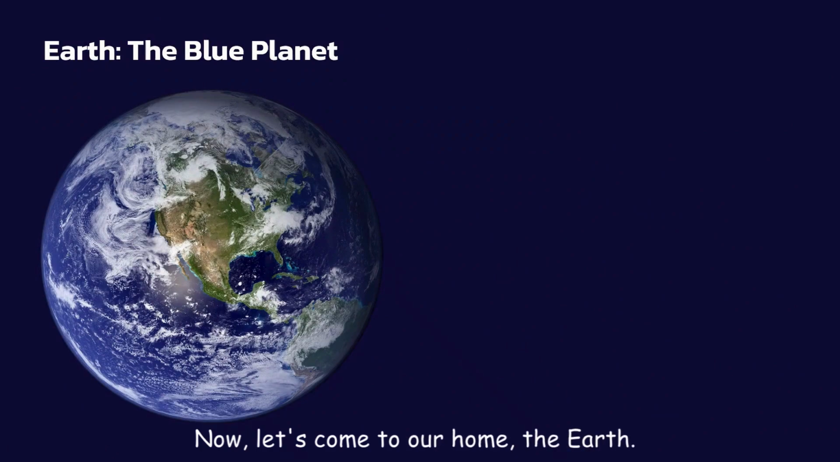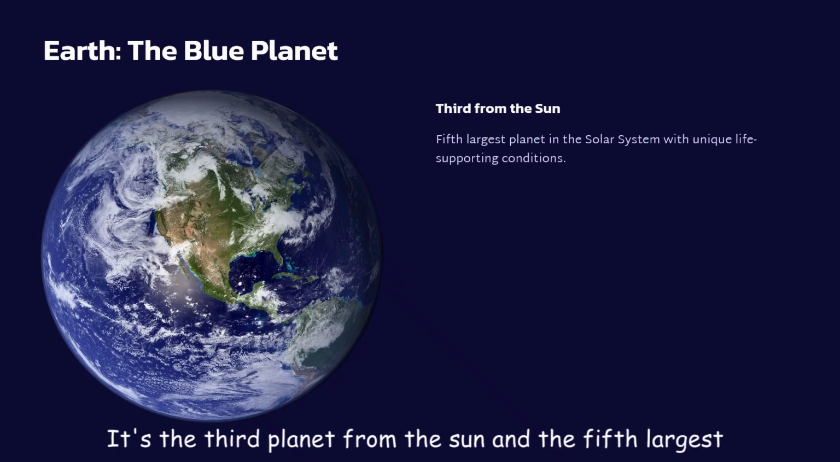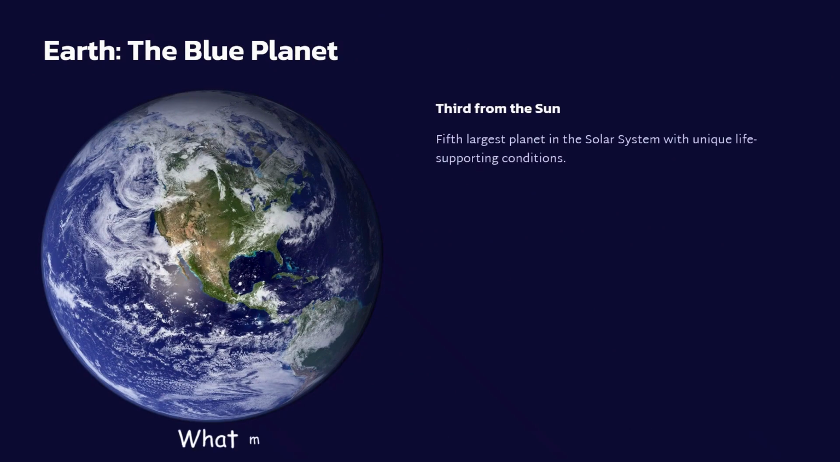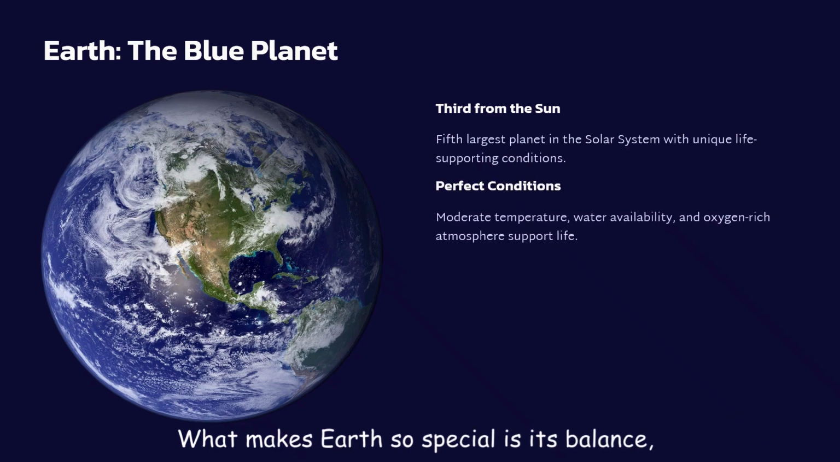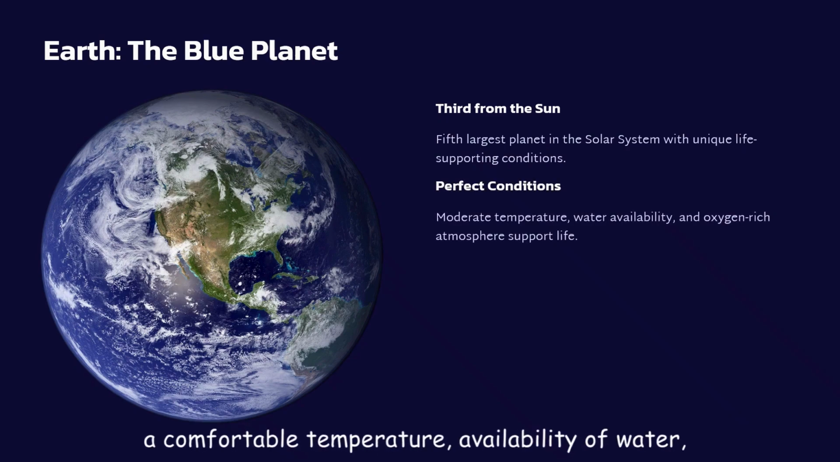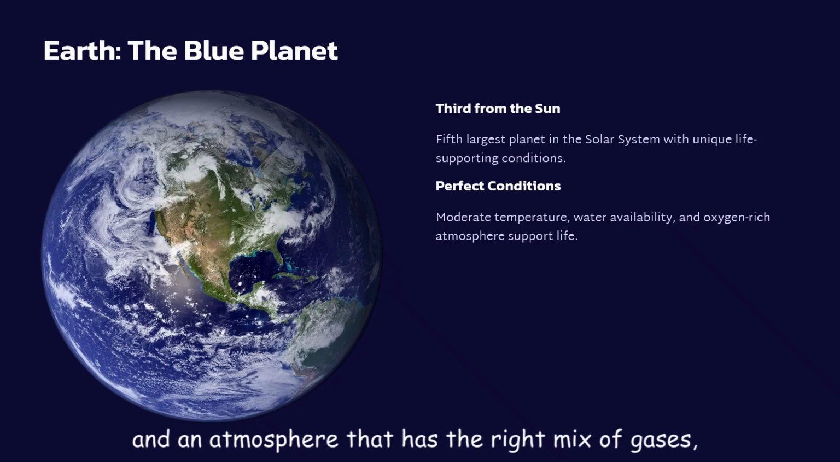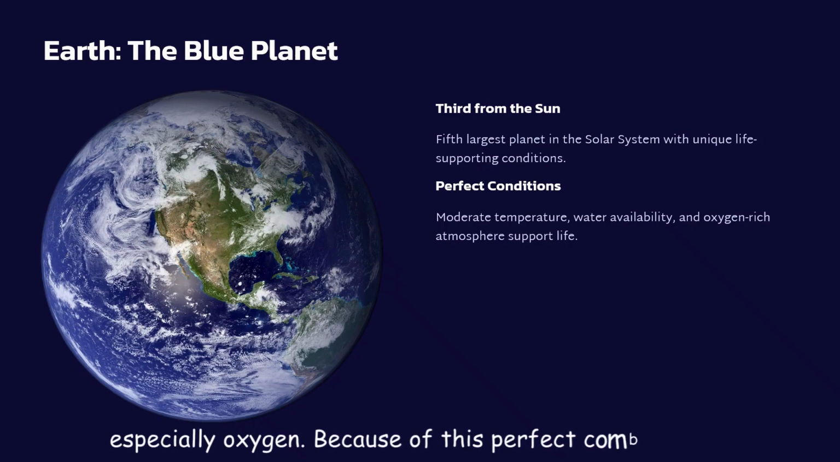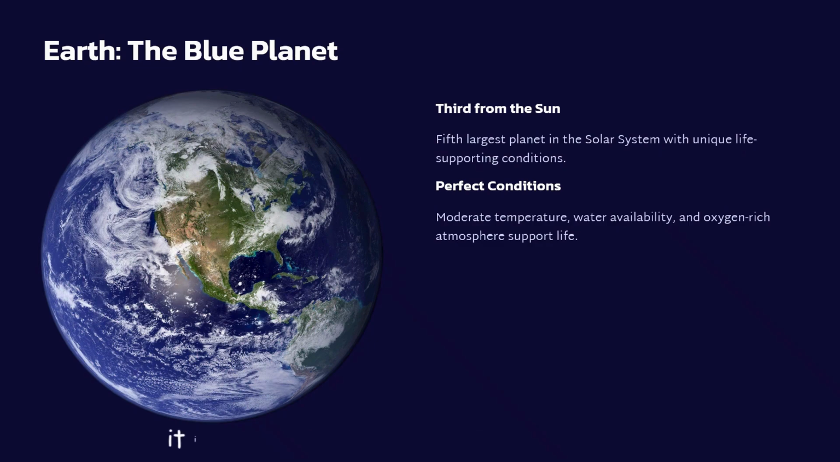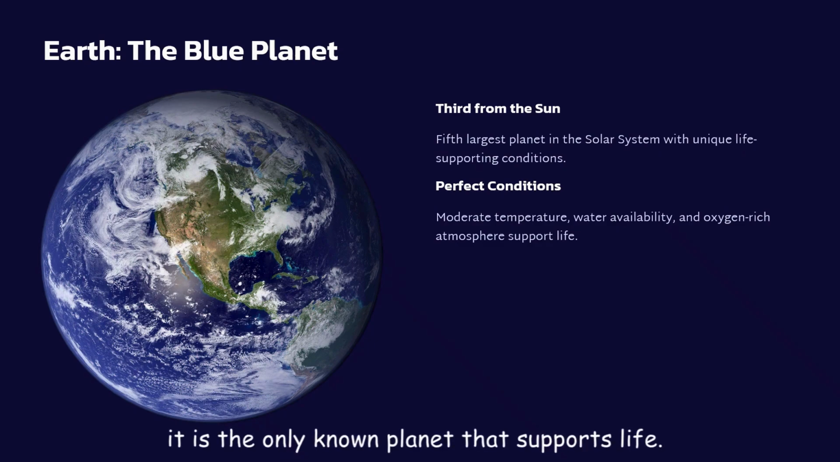Now let's come to our home, the Earth. It's the 3rd planet from the sun and the 5th largest overall. What makes Earth so special is its balance: a comfortable temperature, availability of water, and an atmosphere that has the right mix of gases, especially oxygen. Because of this perfect combination, it is the only known planet that supports life.